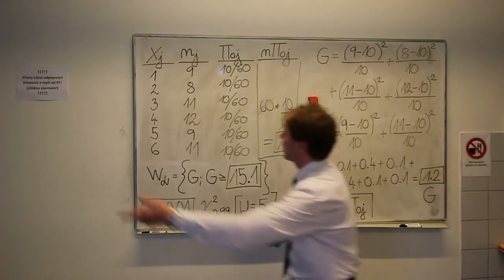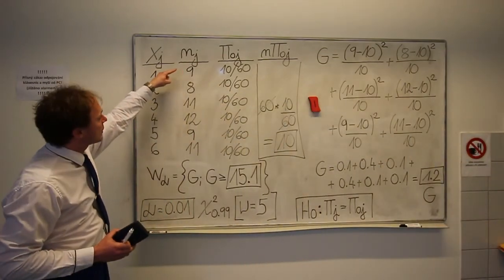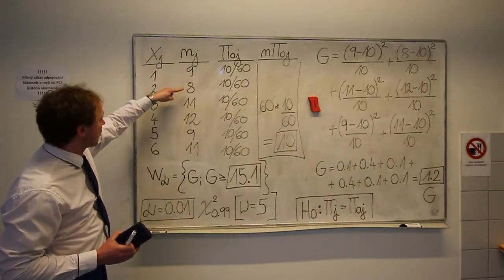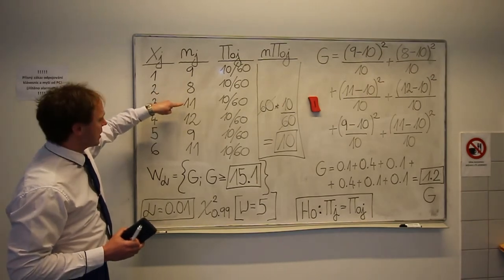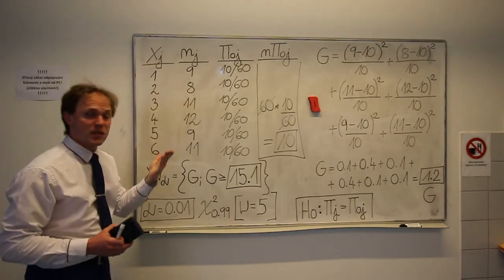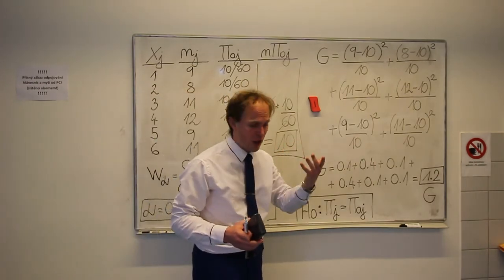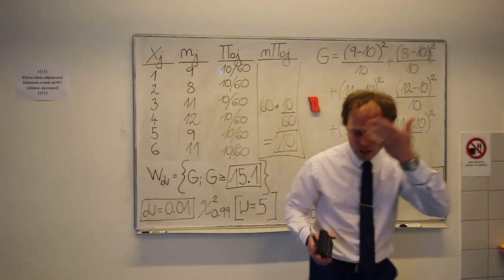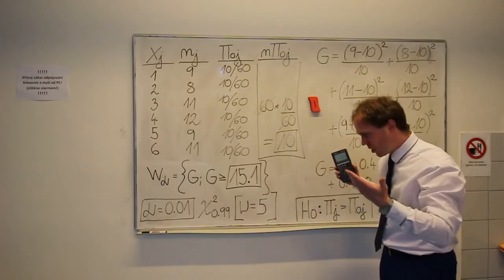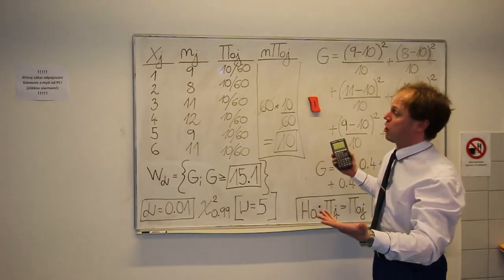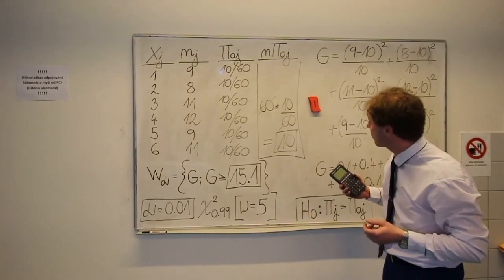It means that this value is equal to 10, this value is equal to 10, this value is equal to 10, etc. It means that the fair dice is really a fair dice. It has its centroid in the geometrical center. So the dice is alright.